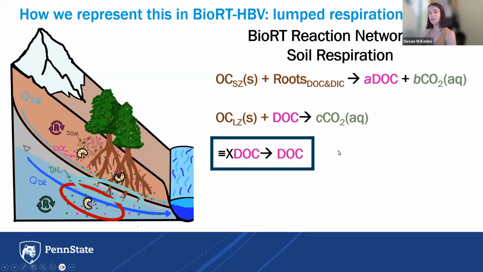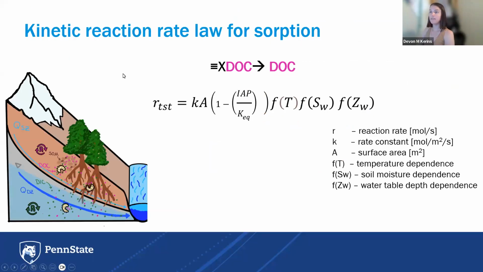In terms of the reaction equation, we represent this by a really simple reaction equation where we have DOC sorbed to the solid phase, which is represented by this X. And as it dissolves or releases from the solid phase, we get DOC in the aqueous phase. For the kinetic reaction rate law for sorption, we follow transition state theory when we implement this into BioRT-HBV, so that we can represent sorption processes with dependency on temperature, soil moisture, and water table depth.